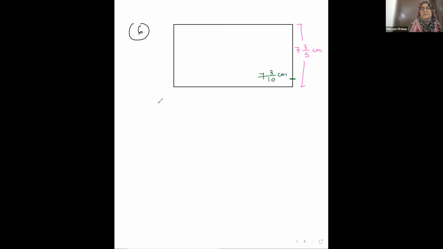Okay. So the thing is, we need to cut the picture by this much. The breadth should be this much. It should be 7 3 by 10. So just imagine that this is your 7 3 by 10. This is what it should be. And this is what it actually is. Okay. 7 3 by 5. So how much should the picture be trimmed? How many centimeters should you cut the picture? How will you know?